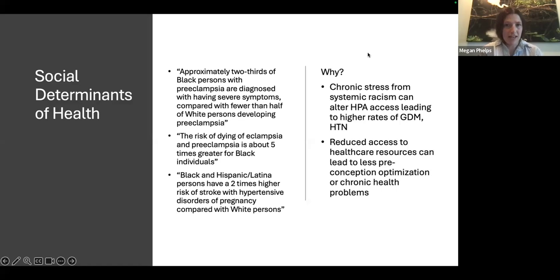There are a lot of different reasons for this. There is institutional racism, there's chronic stress, and the thought is that can change their HPA axis, and so they probably at baseline have higher rates of GDM, hypertension. Also, having reduced access to healthcare would lead to less preconception counseling or optimization of their other chronic health problems that can pose higher risks in pregnancy as well.